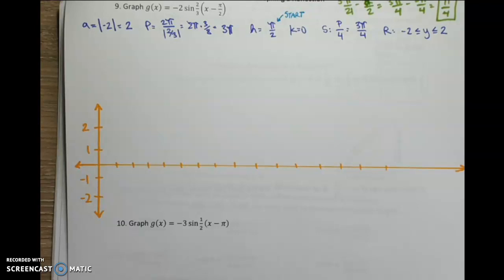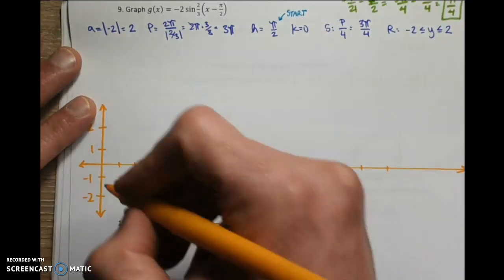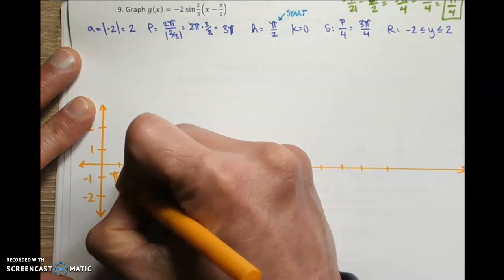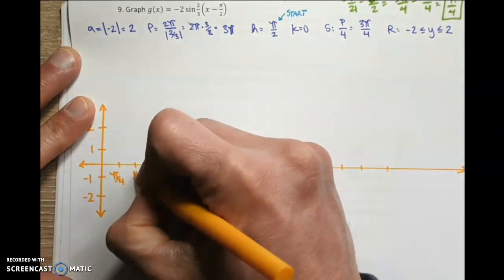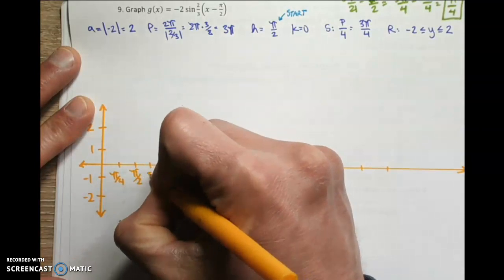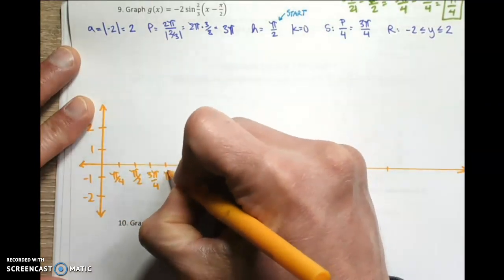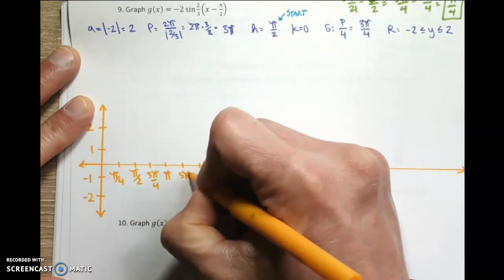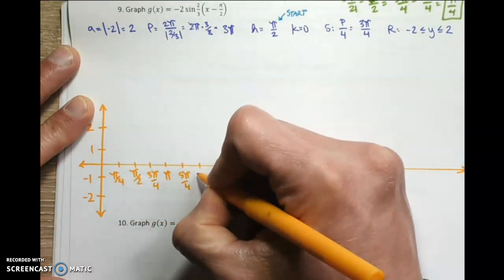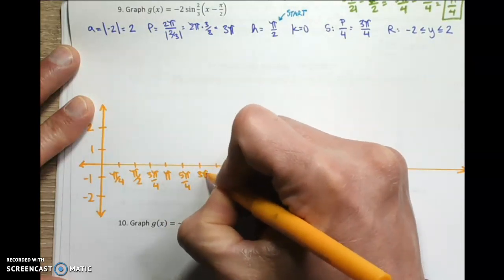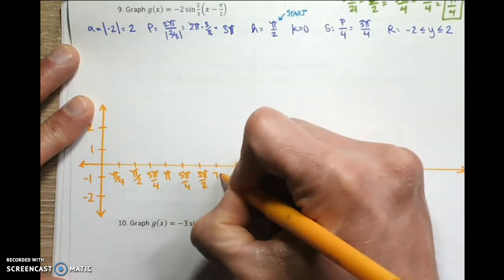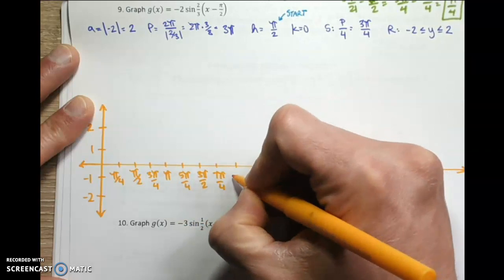Alright, so now I'm going to go ahead and plug in my scale, which is pi over 4. Times that by 2, I get pi over 2. Times that by 3, I get 3 pi over 4. Times that by 4, I get pi. 5 pi over 4. 6, I get 3 pi over 2. 7 pi over 4. 8 is 2 pi.